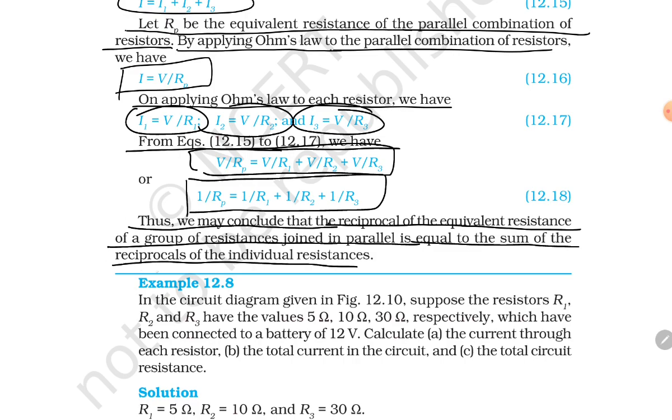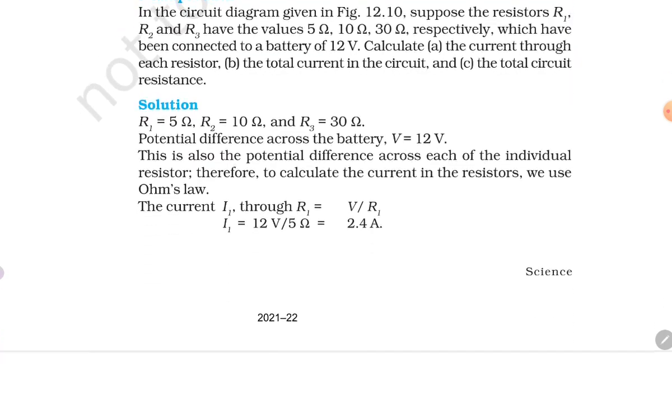Okay, this means the resistance is inversely proportional to current. That is what they are saying. We may conclude that the reciprocal of the equivalent resistance of the group of resistances joined in parallel is equal to the sum of the reciprocals of the individual resistances.